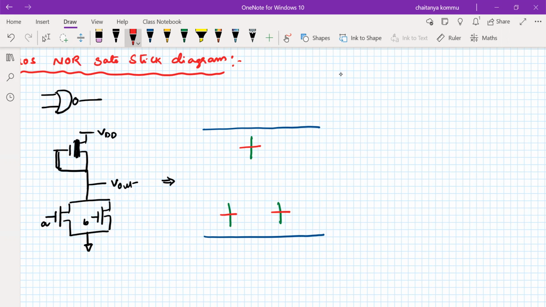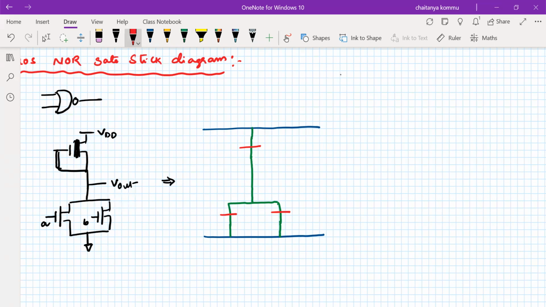Otherwise, for connections between the transistors, we should use metal lines only. Since these are all the same material, I'm extending this one to this one, and this one to this one also. I connected these two things with the help of the same diffusion because it is the same material. I'm extending this one also, same material. Therefore, all these three layers are connected to each other.